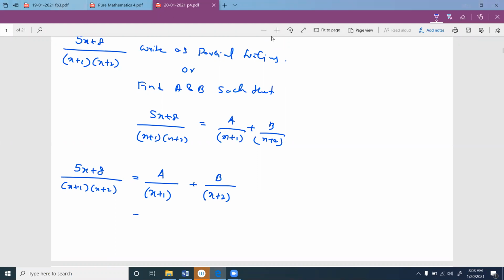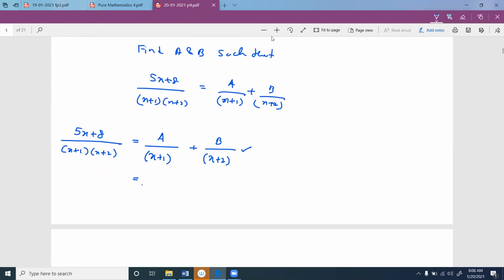Then take the right hand side and take the LCM and simplify. The LCM is x plus 1, x plus 2. Then you have to see what A is multiplied by. To find the number to be multiplied with A, just cover this denominator. The denominator over here is x plus 1. Cover x plus 1 from this fraction. The remaining term is x plus 2, so you multiply with x plus 2. Then plus B.